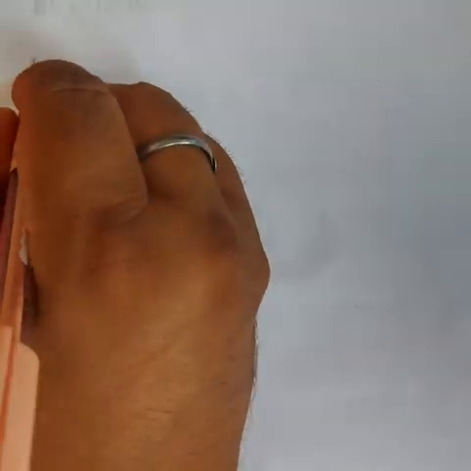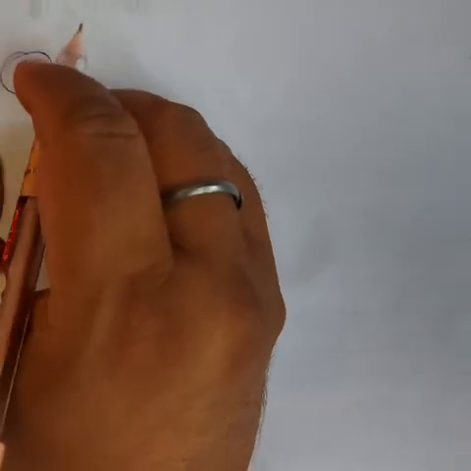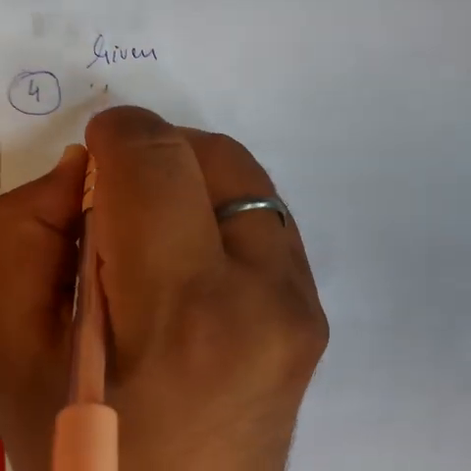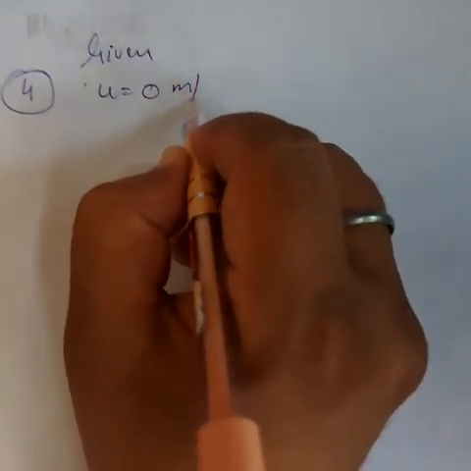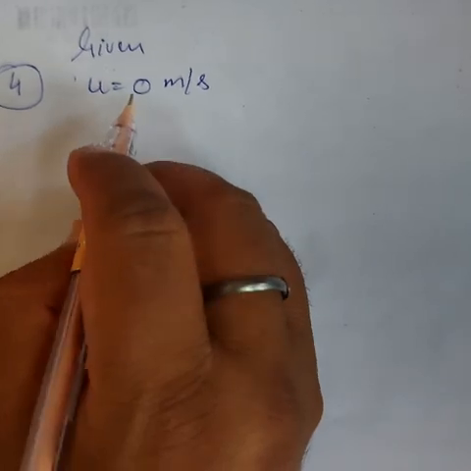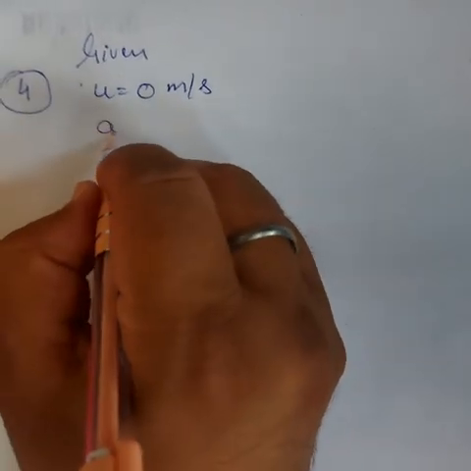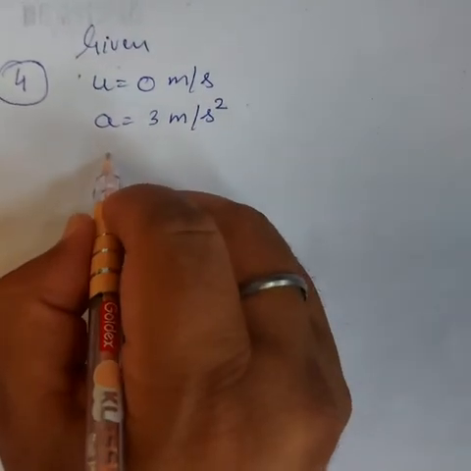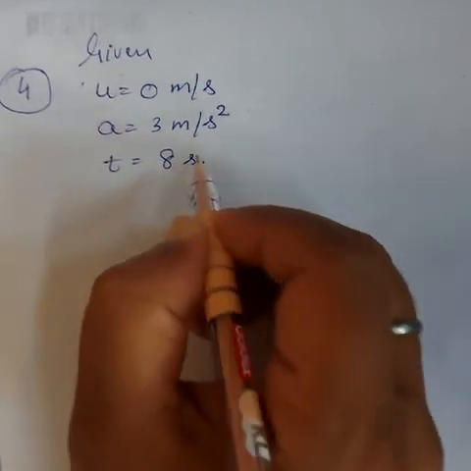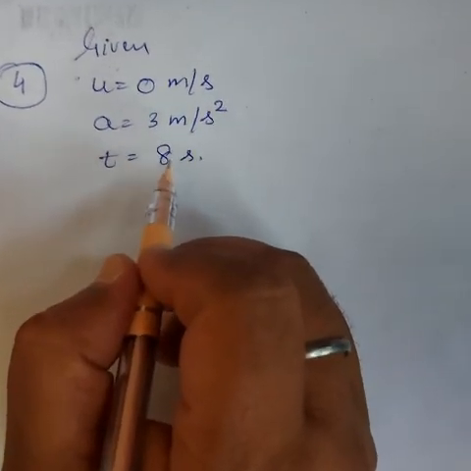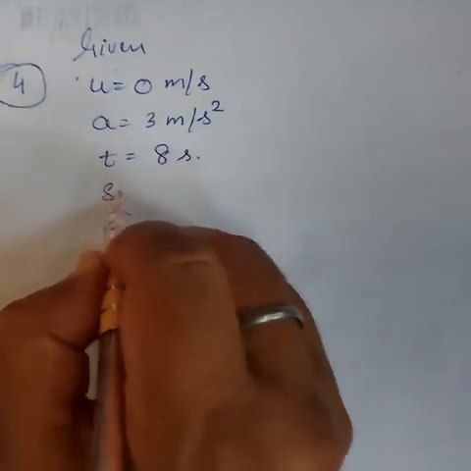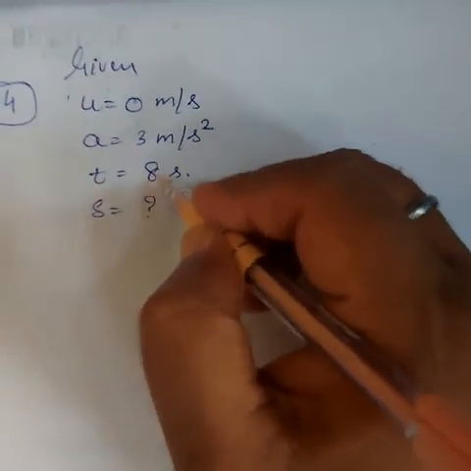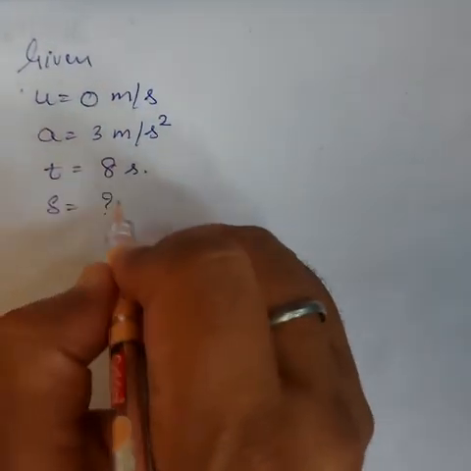So what is given here? Starting from rest means u is given, u is 0 meter per second. Accelerates in a straight line at a constant rate of 3 meter per second square means a is 3 meter per second square, for 8 seconds means time is 8 seconds. During this time, how much distance is covered? So we find out only distance. Again, u is given, a is given, t is given, s.